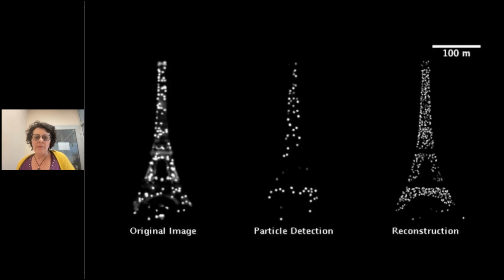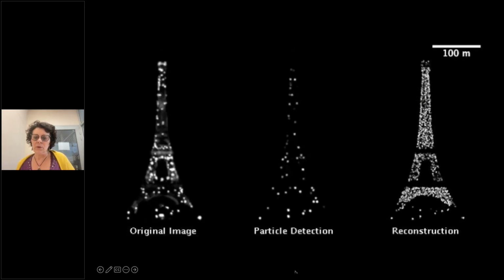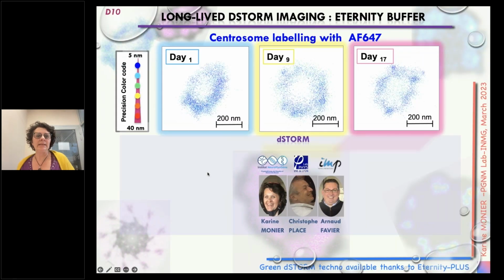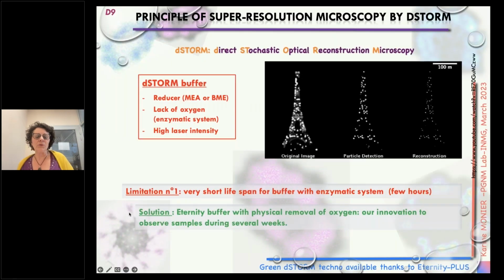There was one more thing I wanted to show you, which is here. To get to this blinking phenomenon, you need a dSTORM buffer that is composed of a reducer, which can be twofold, MEA or BME. You need to be in the absence of oxygen. This is the way to get into this dark state and then reach an equilibrium where you see this blinking. And you also need high laser intensity. Okay, this was the development of dSTORM. It was with this buffer.